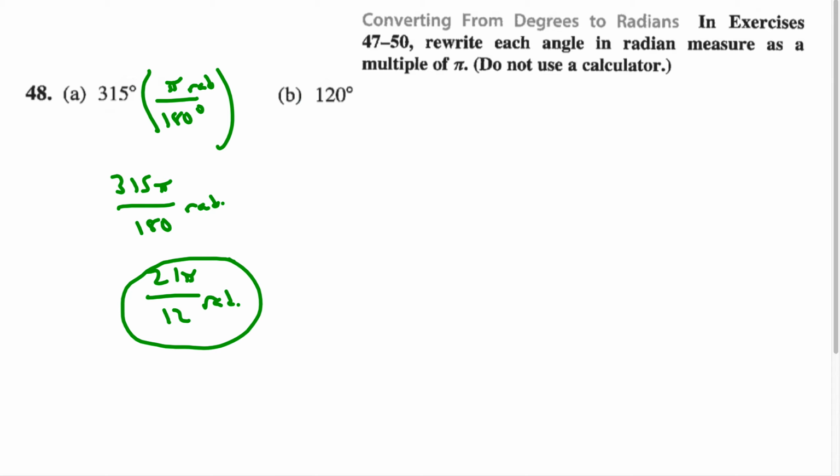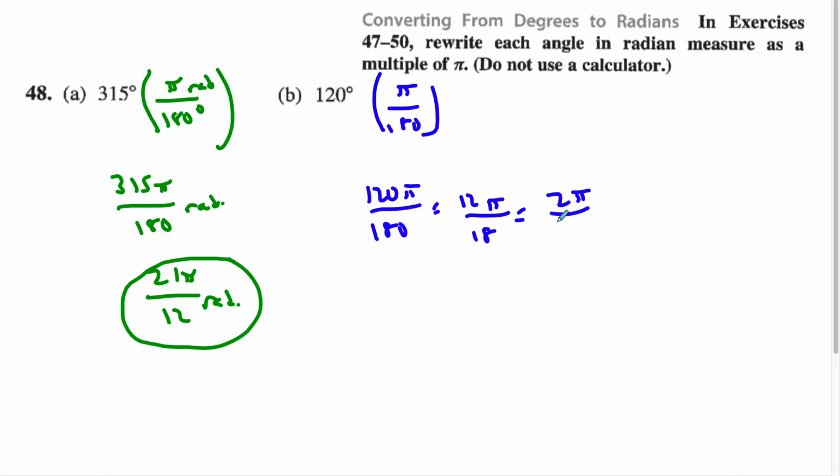Okay? Same idea. Multiply by pi over 180. So we know this is going to be 120 pi over 180. Cancelling the zeros, we get 12 pi over 18. 6 goes evenly into both of these, so we get 2 pi over 3 radians. That's it.